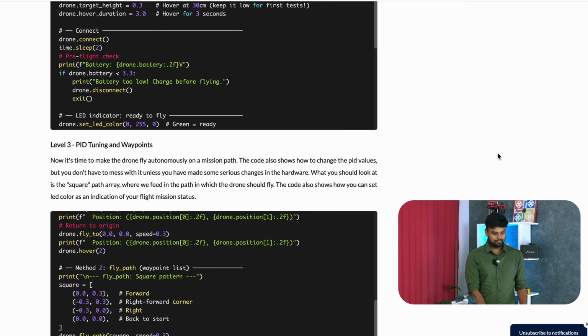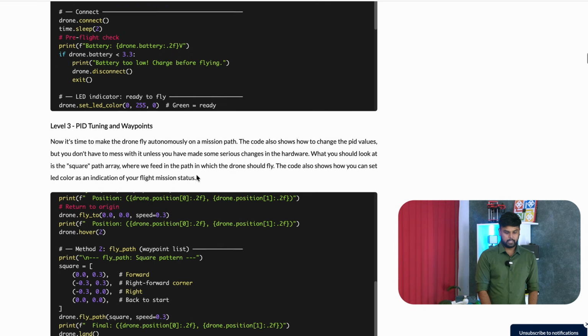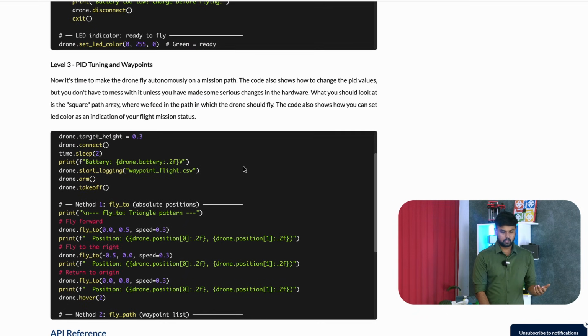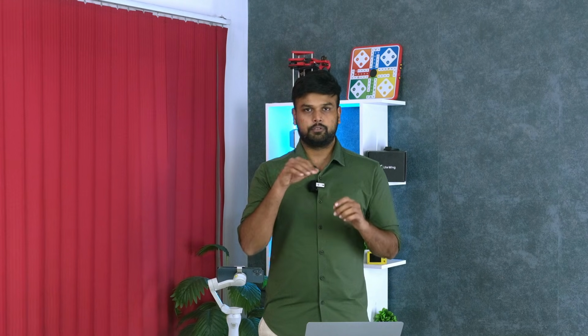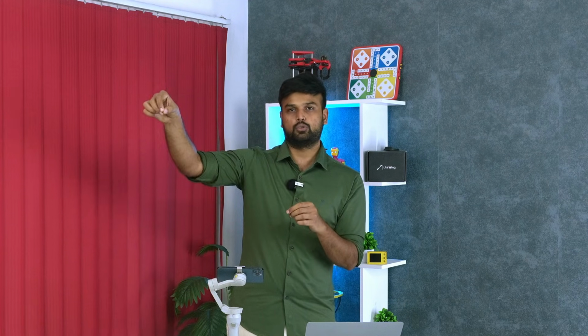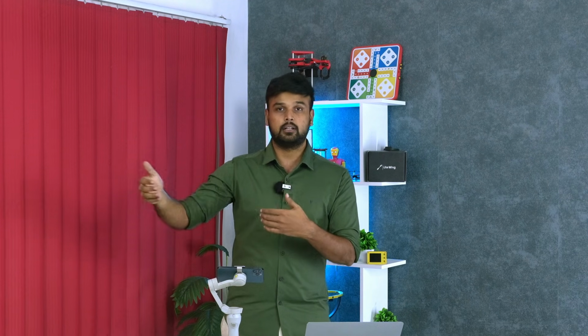Okay, so now for level 3, we are here at PID tuning and waypoint. What this basically means is this Python script also allows you to tweak the PID parameters of the drone if required, not needed for most users, and also set waypoints, meaning the drone will take off and complete the waypoints you have set. For example, make a square pattern, or even think of it as a geometric plane where you define where the drone should move after one point after another. It will move through all the waypoints and then land on its own.